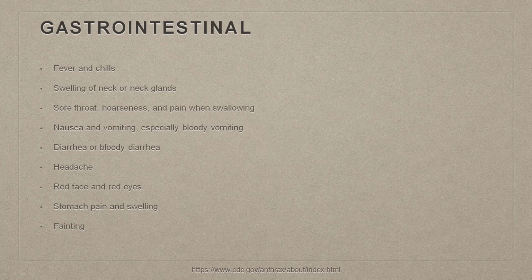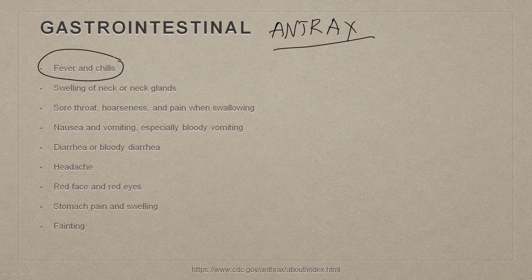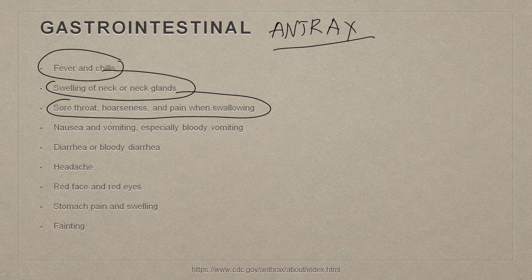Now talking about gastrointestinal anthrax, which I have already mentioned. This comes from eating poorly cooked meat or uncooked meat or uncooked animal products. This kind of anthrax passes on. It leads to similar things: fever and chills, swelling of the neck and the neck glands, sore throat and hoarseness and pain when swallowing, nausea and vomiting, especially bloody vomiting.